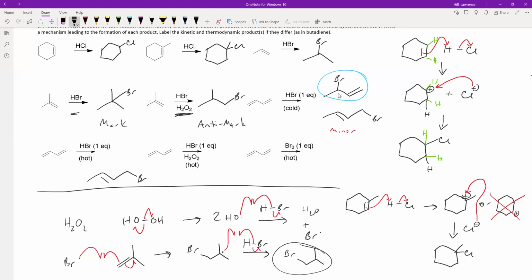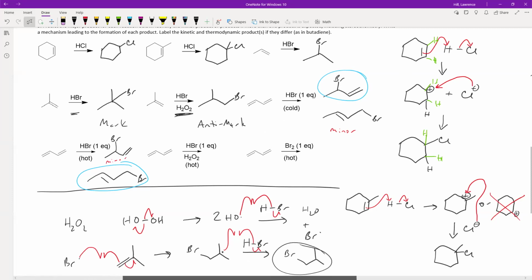relative to the previous question. So this would be our major product. And the other one will be our minor product. Just this idea that heating it up gets you more of the thermodynamic product, and cooling down gets you more of the kinetic product.